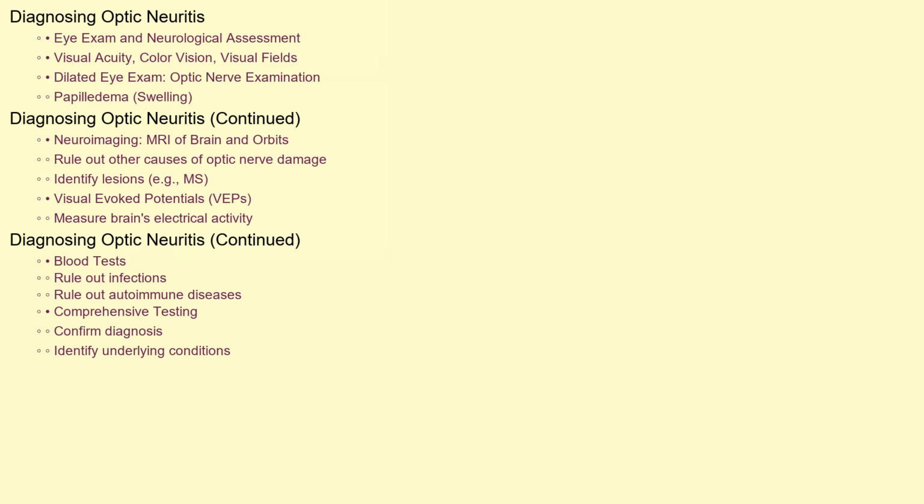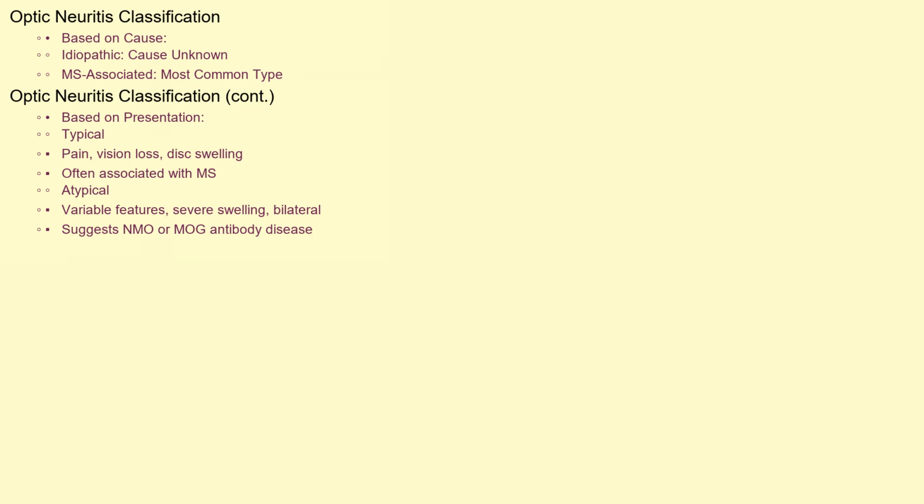Visual evoked potentials, or VEPs, measure the electrical activity in the brain in response to visual stimuli and can help detect optic nerve dysfunction. Blood tests may also be performed to rule out infections or autoimmune diseases. These comprehensive tests help confirm the diagnosis of optic neuritis and identify any underlying conditions.